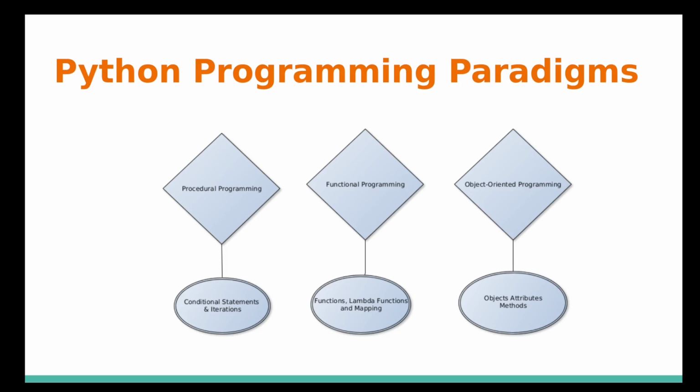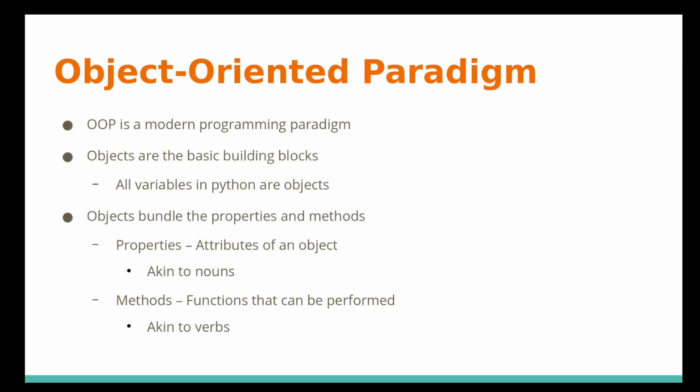Object-oriented programming builds on objects, attributes, and methods. OOP, or object-oriented programming, is a modern programming paradigm. It has become very popular in the last 2 decades or so. Objects are used as the basic building blocks, and you can think of all variables in Python as being objects. What objects do is bundle properties and methods into a single variable. So the properties of an object are very similar to a noun. So they describe some characteristic of that object, such as the name, such as the color, things like that.